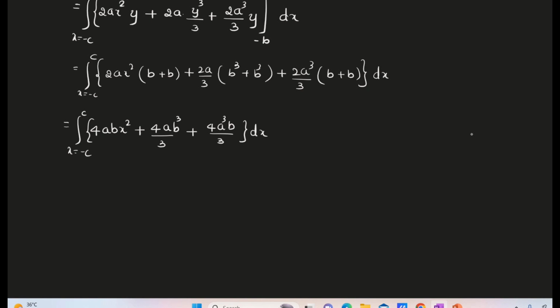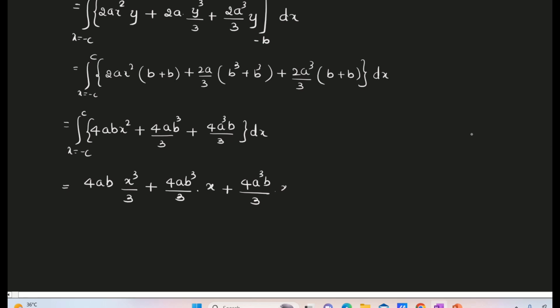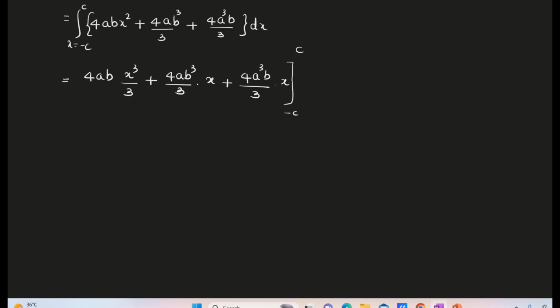Now we have to integrate with respect to x. So what happens here? The first term: 4ab, the integration of x square is x cube by 3, plus 4ab cube by 3, everything is a constant, into dx is x, plus 4a cube b by 3 into x, with limits from minus c to plus c. So it is 4ab by 3 x cube, with limit c cube minus of minus c cube, so plus c cube, plus 4ab cube by 3 into c minus of minus c, that is c plus c, plus 4a cube b by 3 again c plus c.